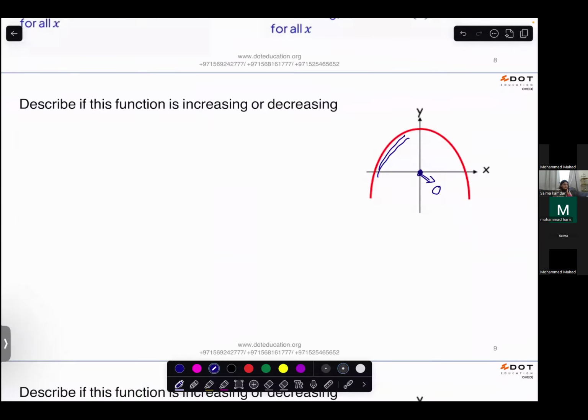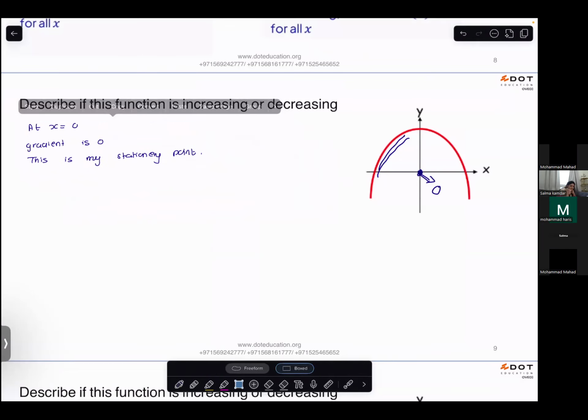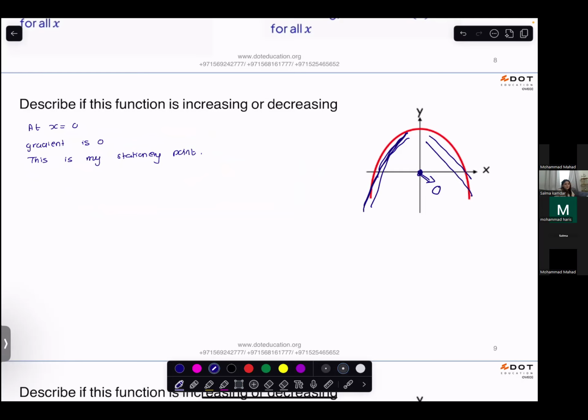Okay. And where it's increasing, where it's decreasing, how would you write it? So I would say at x equal to 0, my gradient is 0. This is my stationary point. So you're done with the stationary point. How would you write about the increasing or decreasing function? It's increasing over here, and then it's decreasing after the turning point. So how will you write it?